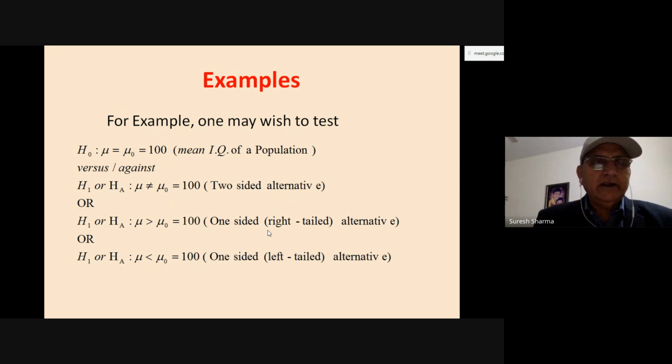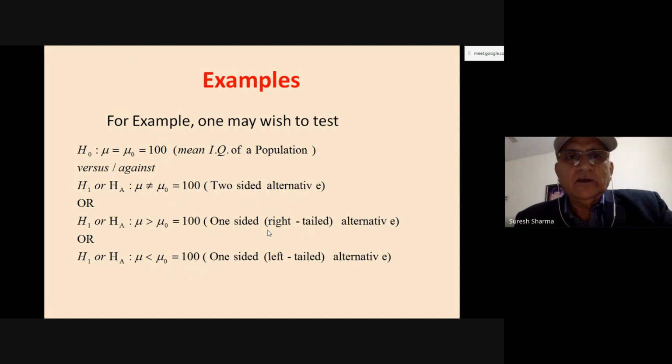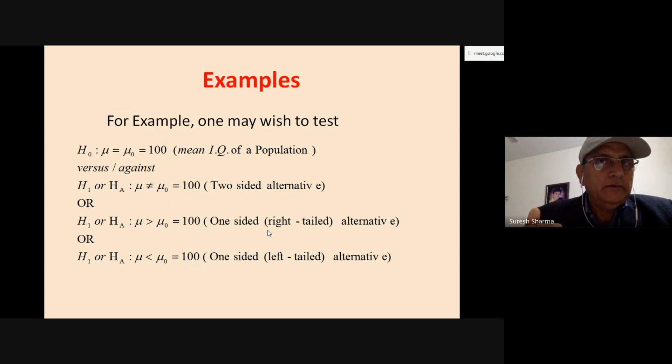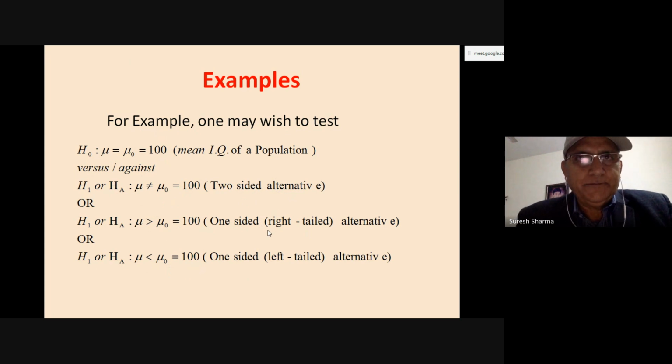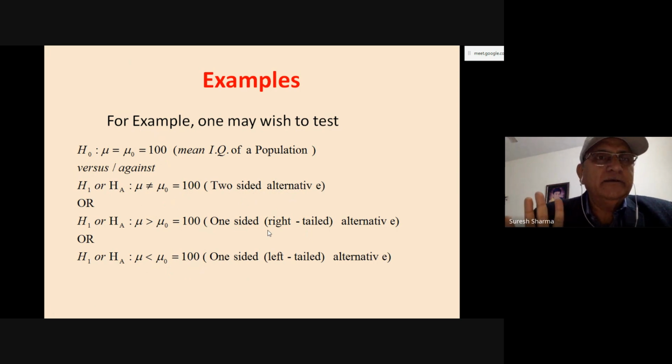Now, many people get confused and they ask me questions, sir, where to use two-sided, where to use one-sided? Let me make it more clear. If you are sure that something is likely to happen 100%, then you use one-sided. If you are not sure what will happen in the population, then use two-sided. As simple as that. Let me give you an example of one-sided.